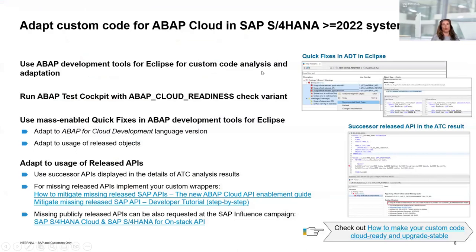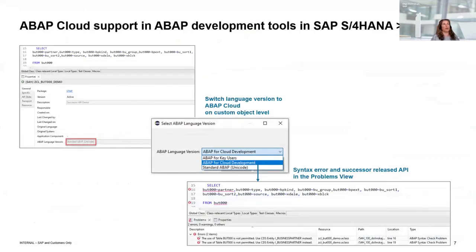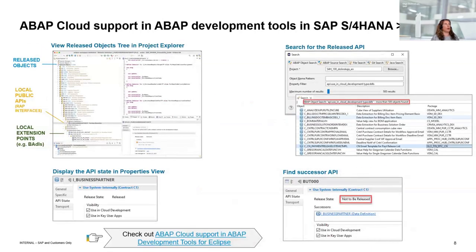So during adaptation of your code, renovation with ABAP Cloud, you get this support in ABAP development tools for Eclipse. You can switch the language version on single object level. You can switch it for the whole component, for the whole package, for example. And you can use virtual trees in Project Explorer, set up your own trees and see, for example, which objects are released in the system. You can work with the properties views to see if the object is released or not, and if there is any successor information. And also you can, of course, use the ABAP search in order to search for released objects, for example, and make use of different property filters.